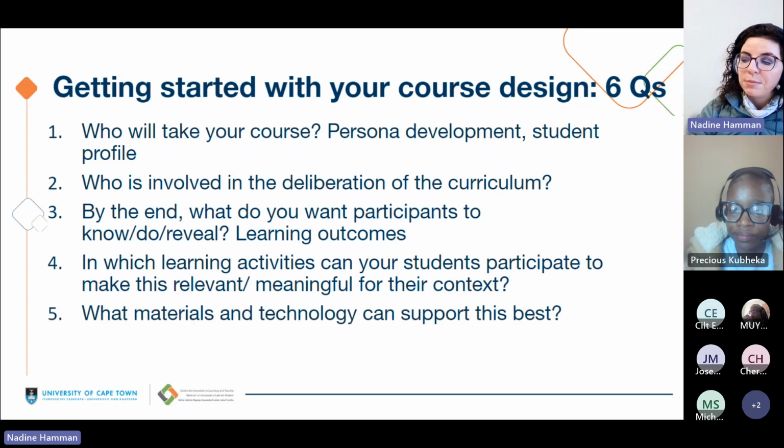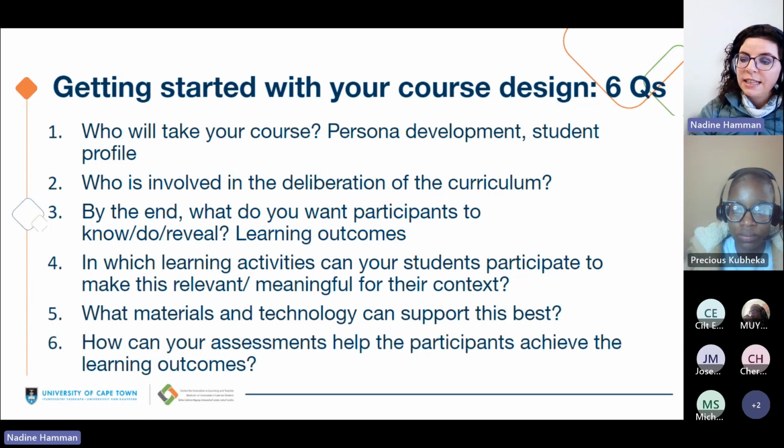The fifth one, what materials and technology can support this best? And I want to say, really thinking through people with disabilities here, but then also there could be other hindrances in the digital space, for example, access. Number 6, how can your assessments help the participants achieve the learning outcomes? So making sure that there is constructive alignment between your activities, your assessments, and your outcomes.